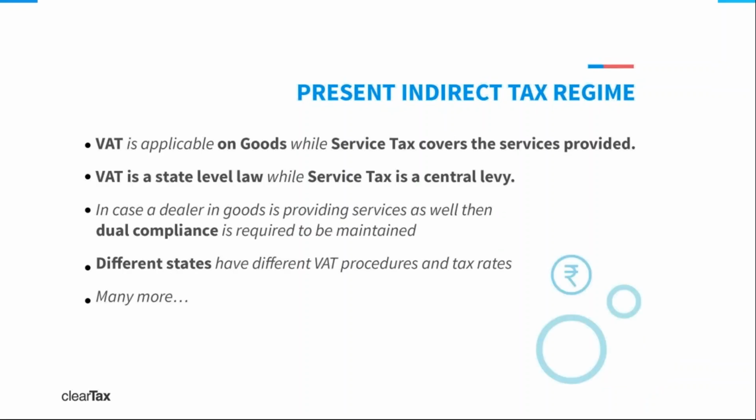Again, discussing further on current taxes, we have VAT applicable on goods. You can quickly go through this slide and it will give you a good understanding of what all taxes we have. On goods, we have value-added tax. On services, we have service tax. VAT is a state level tax, service tax is a central levy, so there are multiple compliances, and different states have different VAT procedures. Some states want all your invoices to be uploaded, whereas in other states you can simply file your return on a turnover basis. These definitely complicate the compliance procedure for businesses.